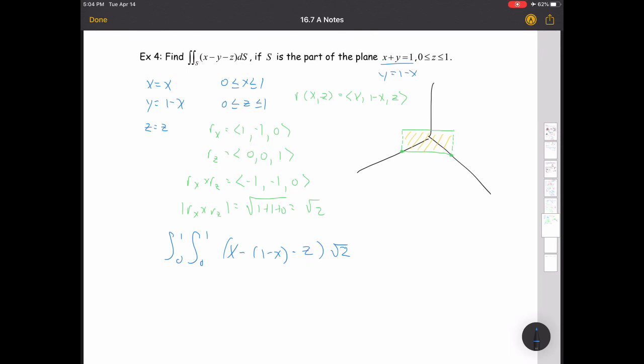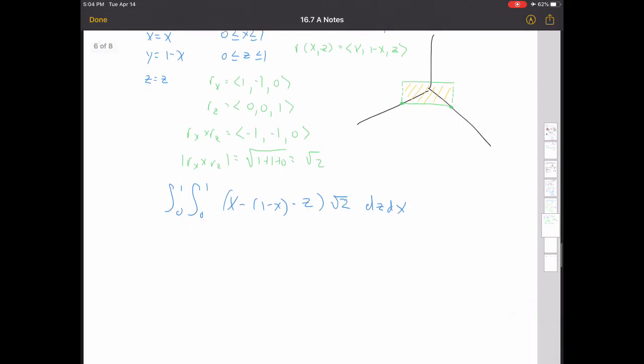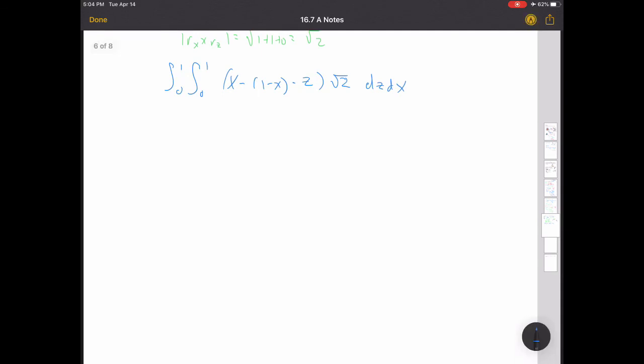In this case, it doesn't look like it's going to make any difference which one we do first. So we'll just do dz dx. You could do dx dz. Doesn't make any difference. All right, so let's go ahead and work this double integral out. This should not take very long. So we've got integral from 0 to 1, integral from 0 to 1, x minus minus x is 2x, minus 1 minus z. I'm going to pull that square root of 2 since it's a constant out to the front. This one we cannot separate because the x's and z's are not being strictly multiplied. They're being added or subtracted, so we will have to go through the process.